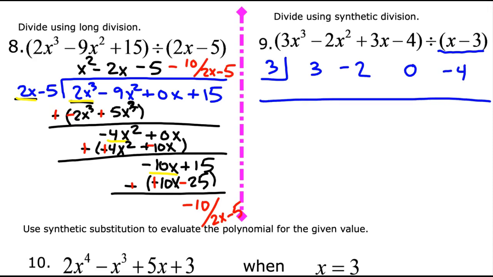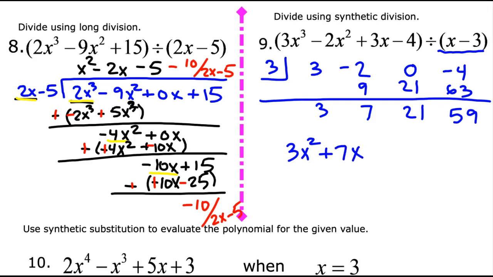So I just go through, do my synthetic division, bring the first one straight down, multiply 3 times 3 is 9, that number goes there, and then I add those two. Okay, negative 2 plus 9 is 7, 3 times 7 is 21, add them, 63, and so 59 is my remainder, it looks like. So when I divide cubic by a linear, I'm left with a quadratic, 3x squared plus 7x plus 21, remainder 59 over x minus 3.